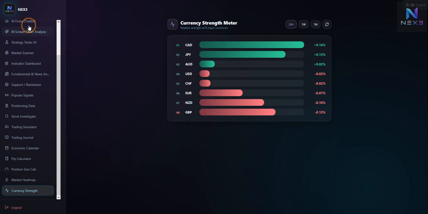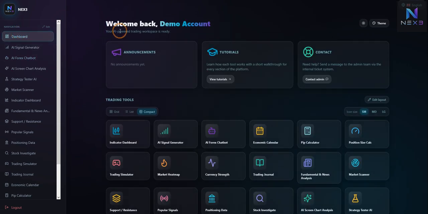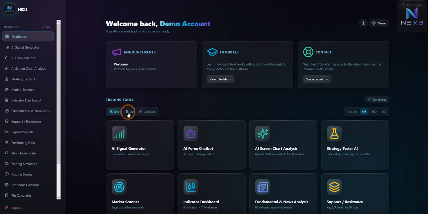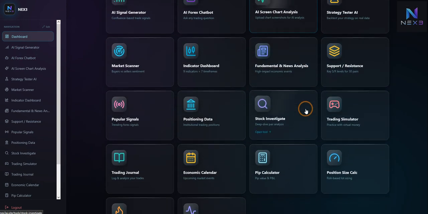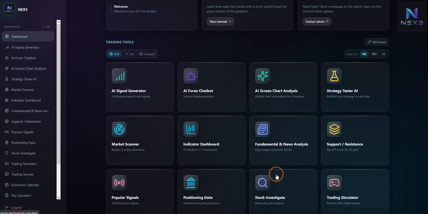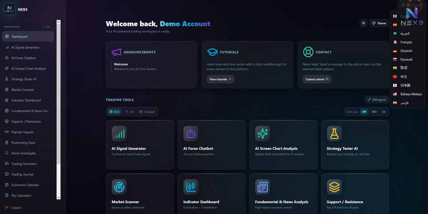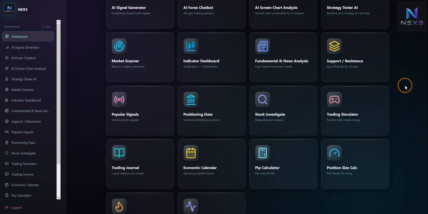And that covers all 18 of our AI-powered tools inside the NEX3 trading workspace. We built this platform to take you from chart analysis to trade execution faster and more accurately than ever before. Whether you want to backtest a creative strategy, perfect your risk management, or just chat with an AI to learn a new concept, NEX3 is ready.